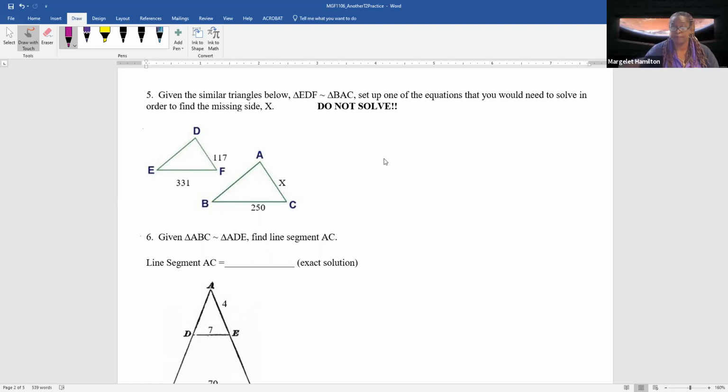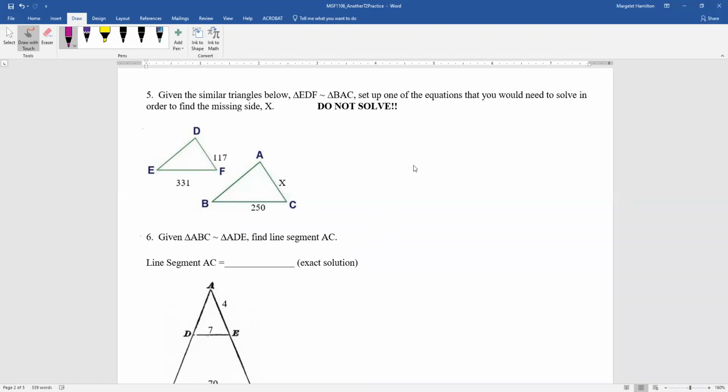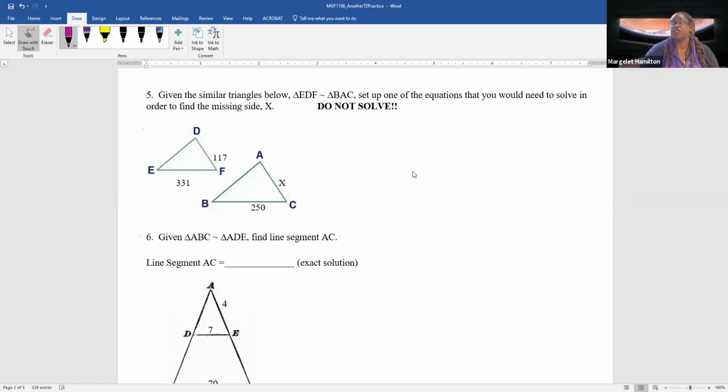Okay, say it one more time. Well, X over 117 equals to 250 over 331. Okay, that's a good setup. Okay, I agree with that. As long as you're consistent, starting with your first fraction. She started with the second triangle down here.